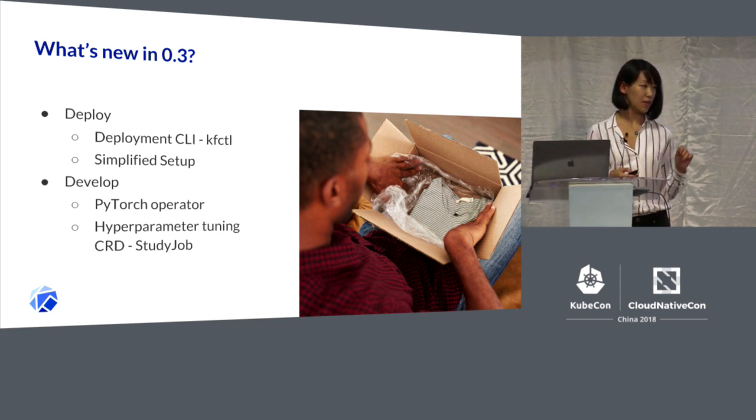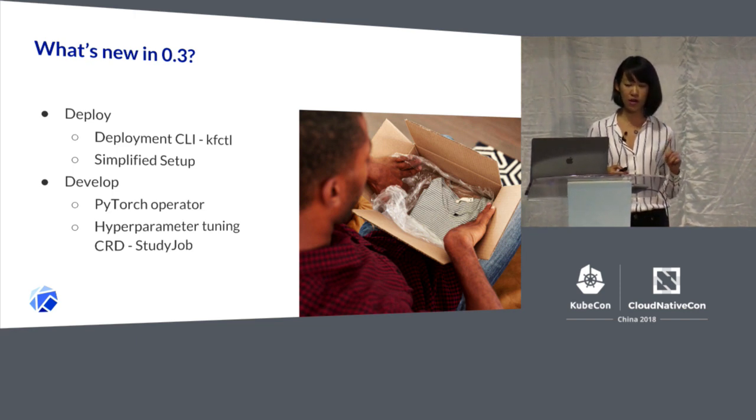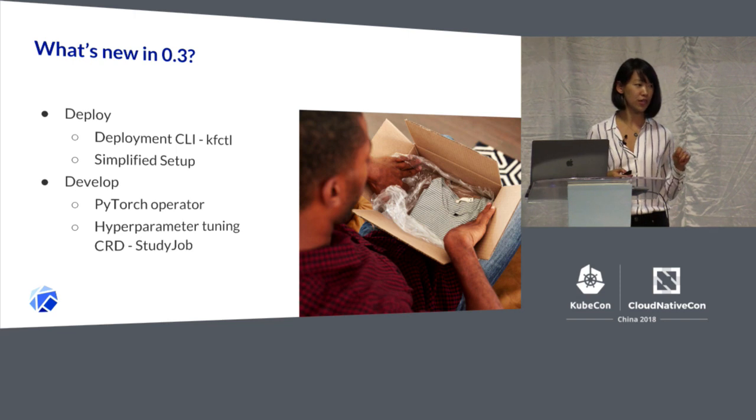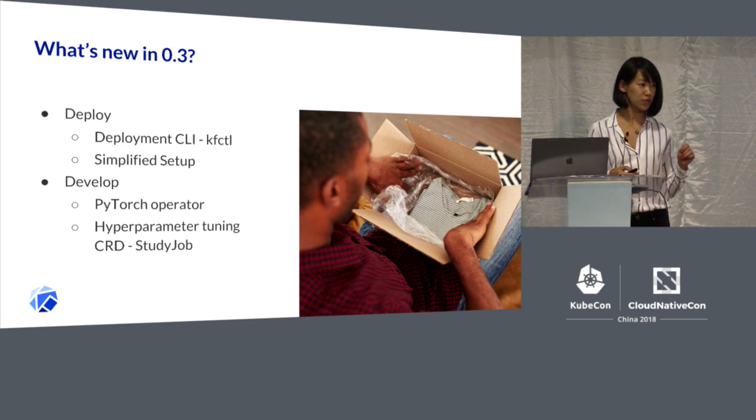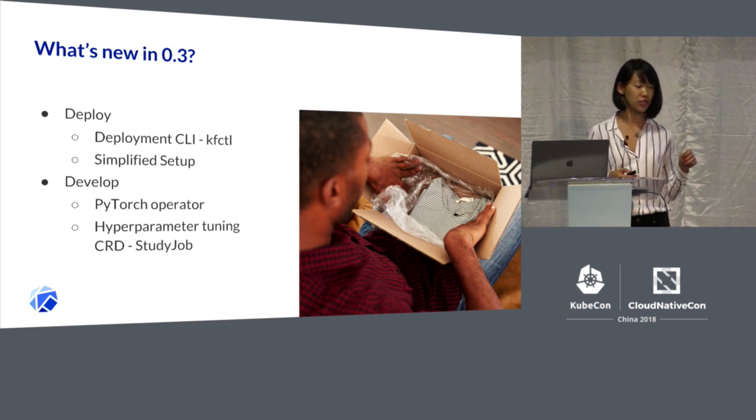One of the biggest obstacles to getting quality models is to make sure that you have the proper hyperparameters for your models. And that's why hyperparameter tuning is super important to us. And as part of Kubeflow 0.3, we announced a hyperparameter tuning CRD. It's called Study Job. That enables you to do hyperparameter tuning and searching without needing to write any code.